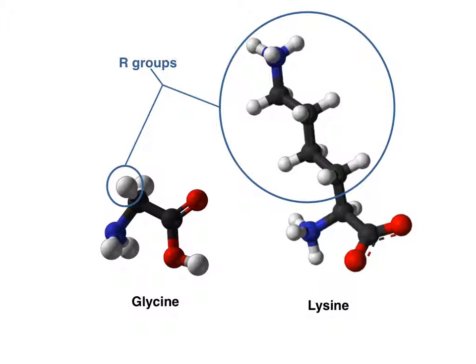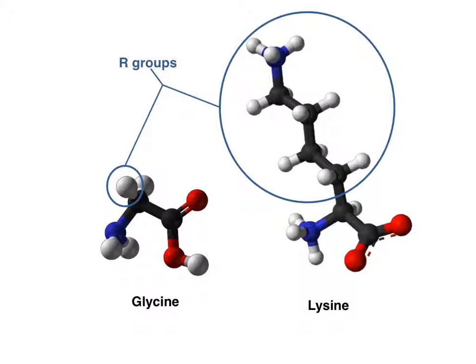Now, I mentioned that amino acids can have huge variation in size and chemical properties of their R group. Just to illustrate that, I'm showing you a more visual, more 3-dimensional model of 2 amino acids. Glycine, which has a very small R group, just a single hydrogen, and lysine, which has a much larger R group. So the lysine is going to take up a lot more space. It's going to have a lot different chemical characteristics from glycine.